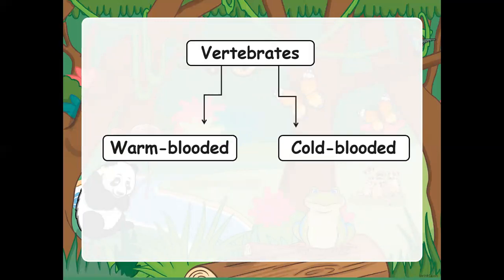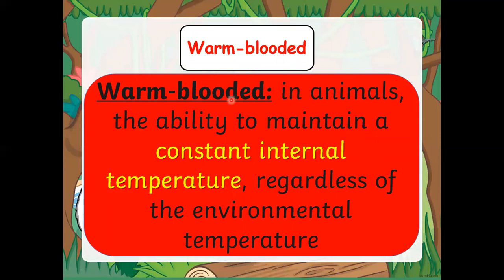Okay, another division. Here I have vertebrates. They are also divided into two groups: warm-blooded and cold-blooded. What is the meaning of warm-blooded or cold-blooded? Warm-blooded animals have the ability to maintain a constant internal temperature regardless of the environmental temperature. That means their internal temperature doesn't change at all. When the weather is hot, they have a constant temperature, and when the weather is cold, they also have a constant internal temperature.